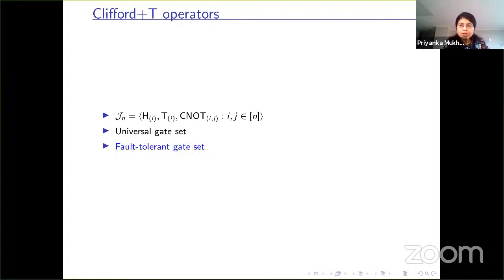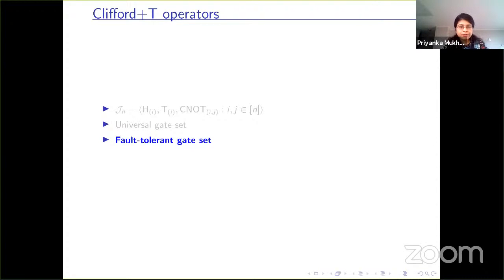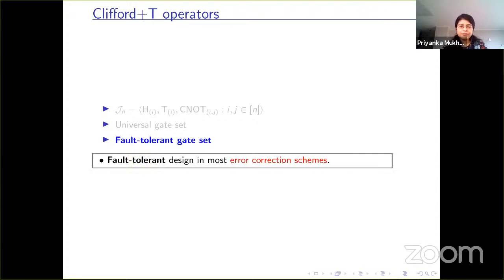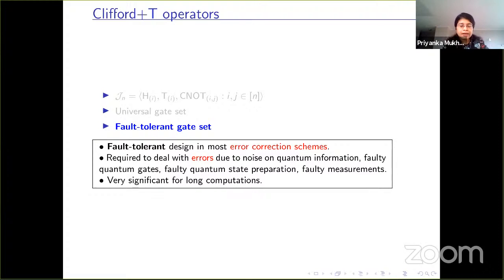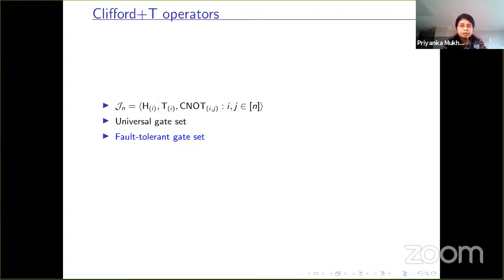And they are also a fault-tolerant gate set. Now, what does fault-tolerant mean? They have a fault-tolerant construction in most error correction schemes. And this is required to deal with errors due to noise on quantum information, faulty quantum gates, faulty quantum state preparation, and faulty measurements. And this becomes very significant for long computations.